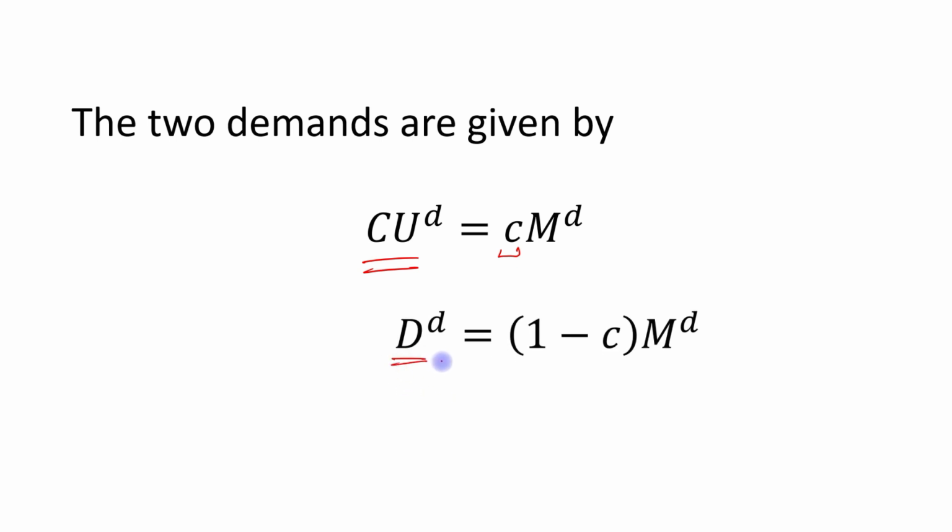Now what was the proportion or fraction for demand for checkable deposits? 1 minus c, right, and this is the overall money demand. So if we calculate this fraction of the overall money demand, that will be the demand for checkable deposits. Fine. And when we add this demand for currency and demand for checkable deposits, then it will be equal to demand for money.